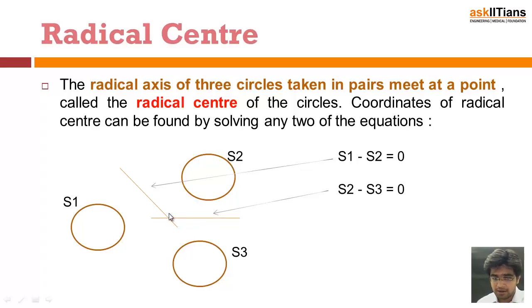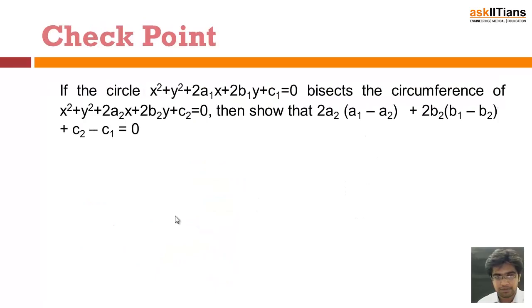Again, there is the third radical axis as well, which is S1 minus S3 or S3 minus S1. So obviously these three radical axes are concurrent, and this point here is the radical center. So one concept is radical axis, and another is that the intersection point of radical axes is the radical center. Now let's see a question on this.